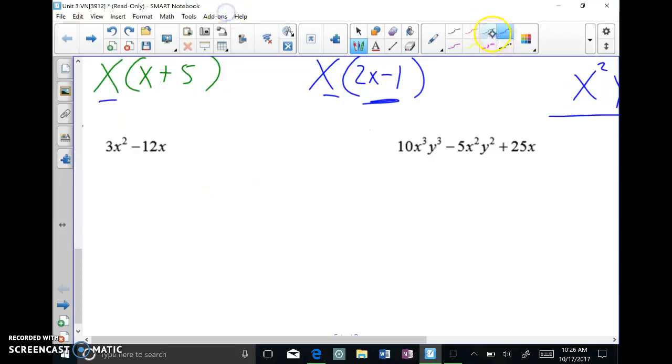Sorry, I'm just trying to change the color. My pen's being a little weird. But, all right, we'll stick with blue. That's fine. Blue's writing just fine.